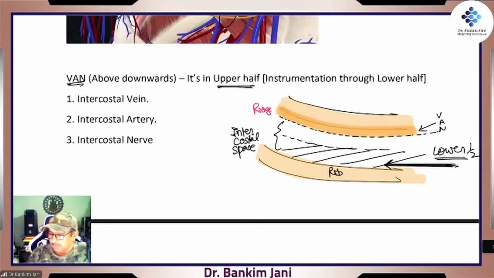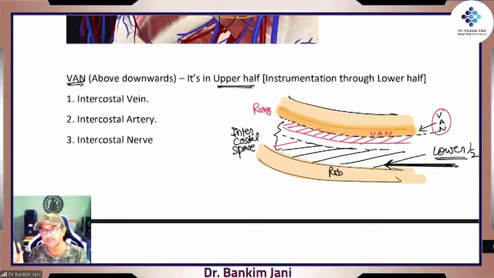So we talked about that. Just remember that vein, artery, and nerve are passing through the lower part of the rib, correct? The upper part of the rib doesn't contain vein, artery, and nerve. They are on the lower part of the rib. So that's why don't even touch the upper half of the intercostal space, right? This space is not to be touched.